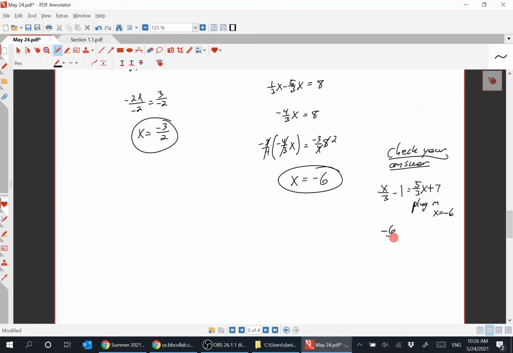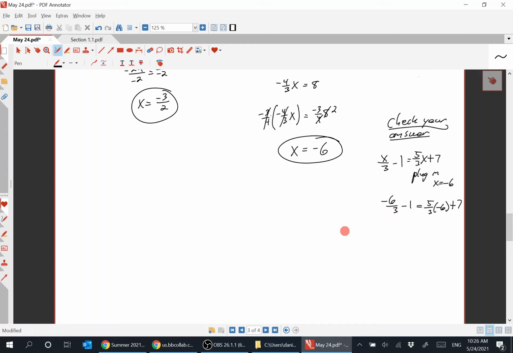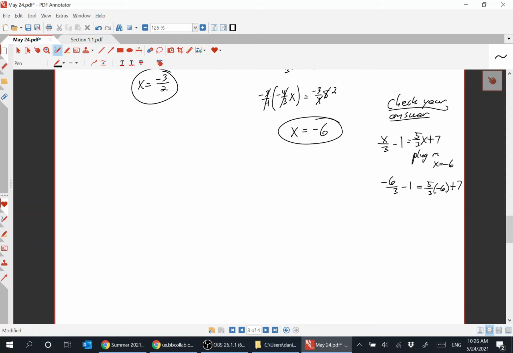Okay, so minus 6 over 3 minus 1 is equal to 5/3 times minus 6 plus 7. Minus 6 over 3 is minus 2. Minus 6 and the 3 cancel, leave a minus 2. So this is minus 10 plus 7. Minus 2 minus 1 is minus 3. Minus 10 plus 7 is minus 3. Right? Checks out.